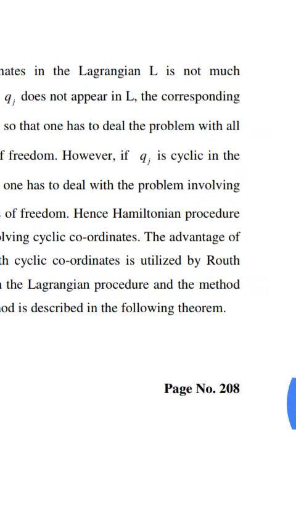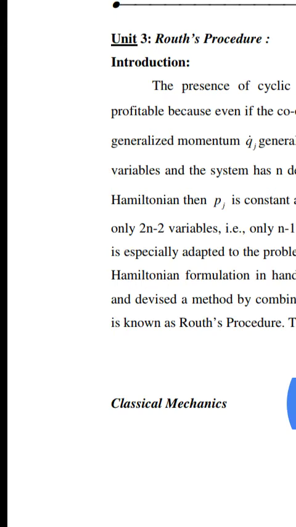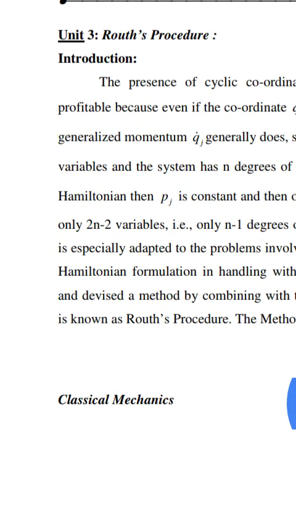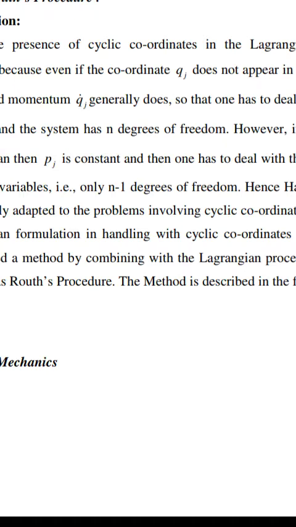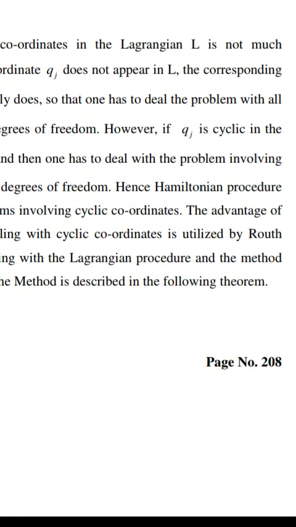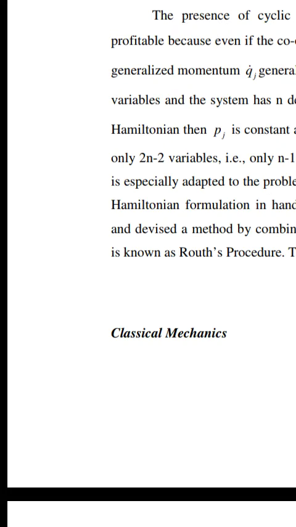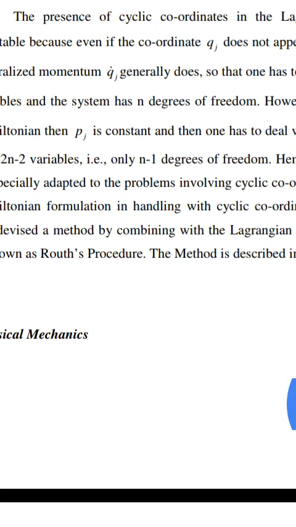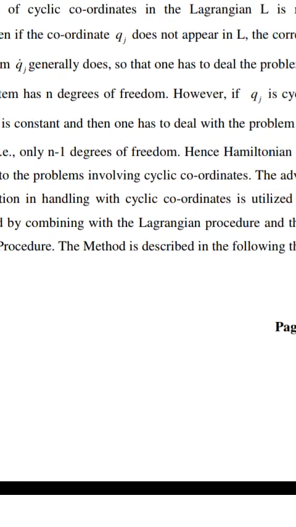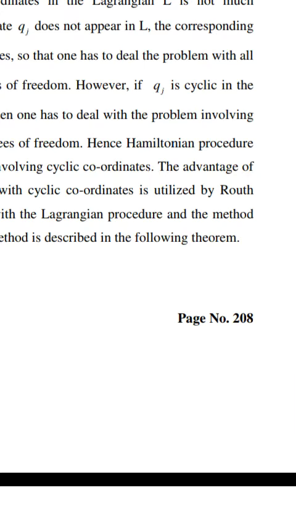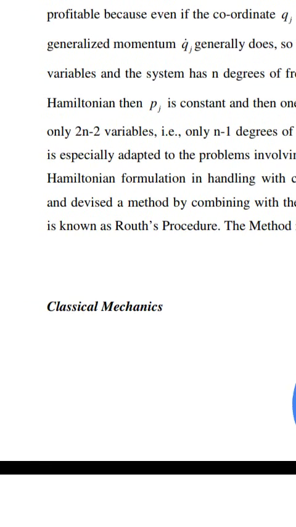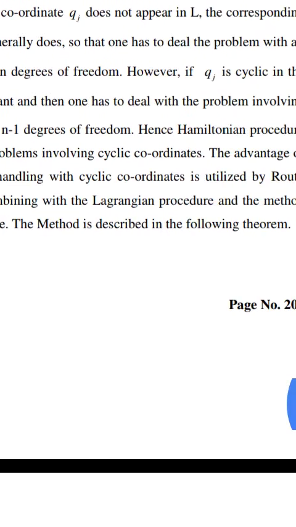However, if qj is cyclic in the Hamiltonian, then pj is constant, and then one has to deal with problems involving only 2n-2 variables, that is, only n-1 degrees of freedom. Hence, the Hamiltonian procedure is especially adapted to problems involving cyclic coordinates.